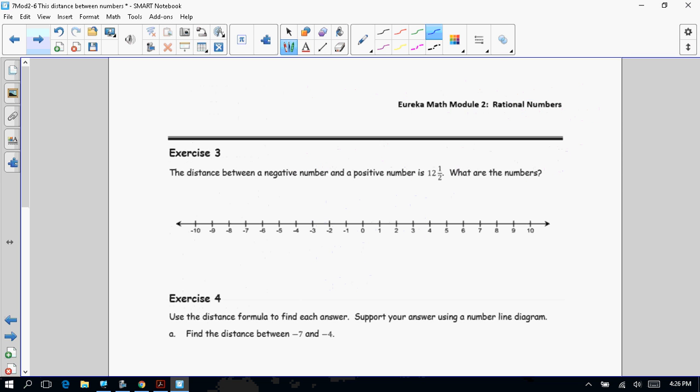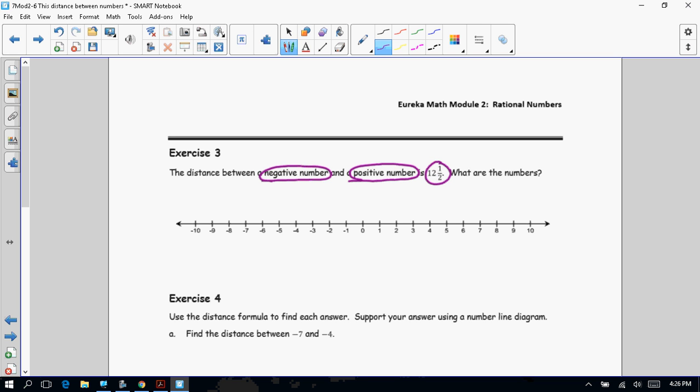All right. Exercise 3. We're going to do this one together. The distance between a negative number and a positive number is 12.5. What are the numbers? Okay. We have a negative number and a positive number, and the answer is 12.5. What are the numbers? Well, they could be just about anything.